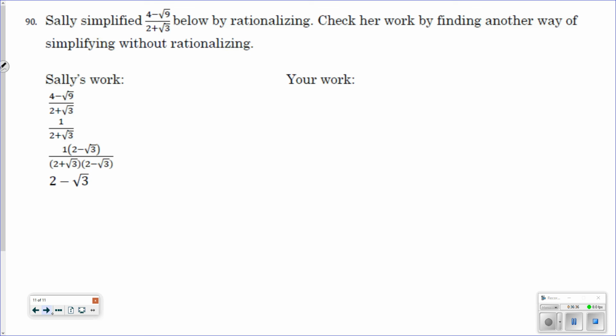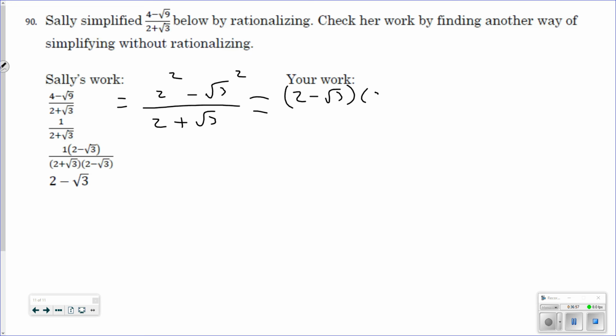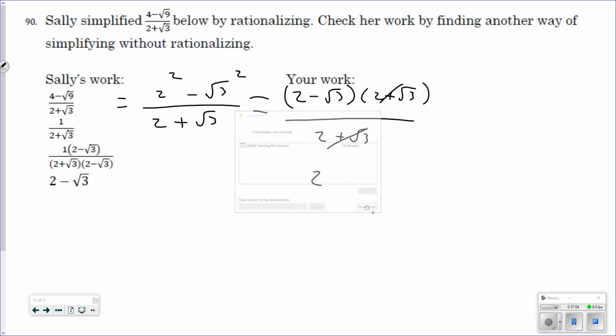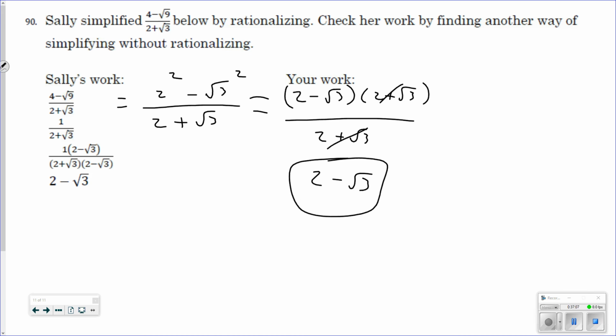This one you do a lot faster if you realize the top is a difference of squares. At the top, you can rewrite it as 2 squared minus the square root of 3 squared. So you can see that's a difference of squares, so the top should factor to 2 minus root 3 times 2 plus root 3, all over 2 plus root 3. These would cancel to give you 2 minus root 3. Right on time. Good luck on the quiz, guys.